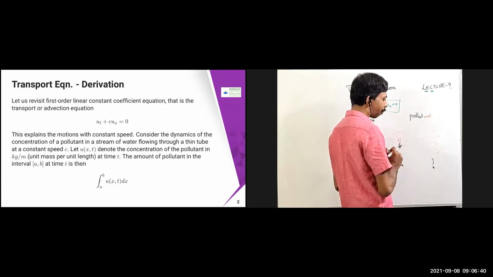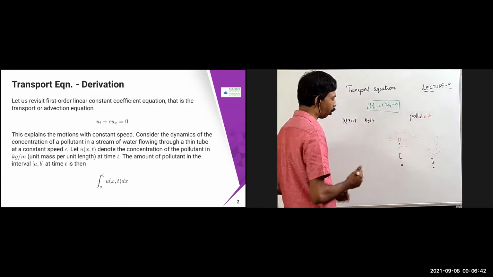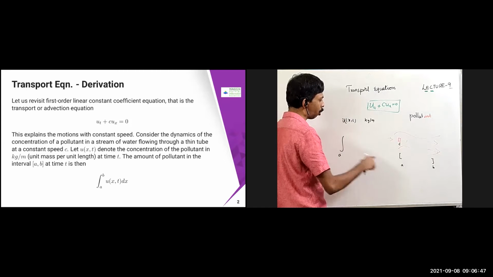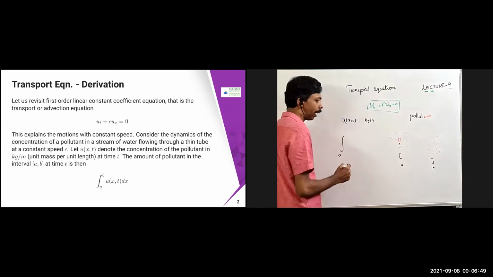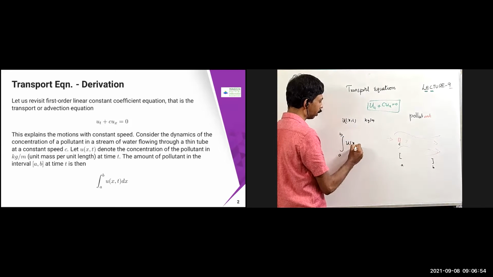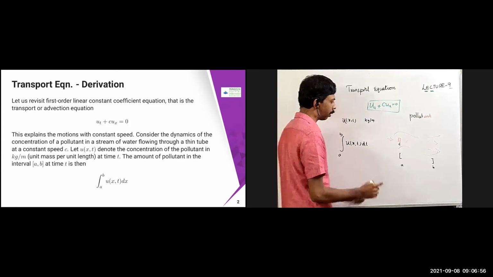So I can see that. So that I'm just going to denote as follows. Okay, so integral a to b, the total amount of the pollutant in that interval, I'm going to take it as integral a to b u of x comma t dt. So this is the interval.